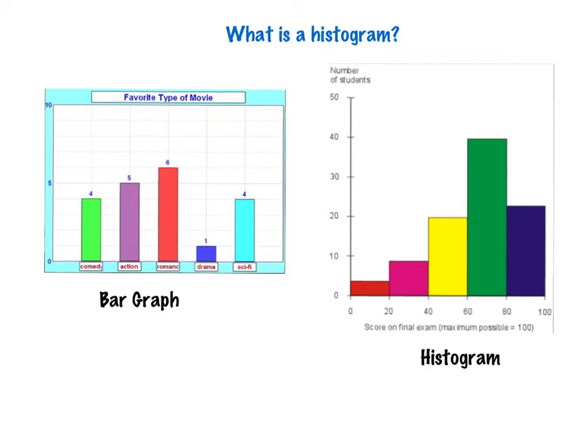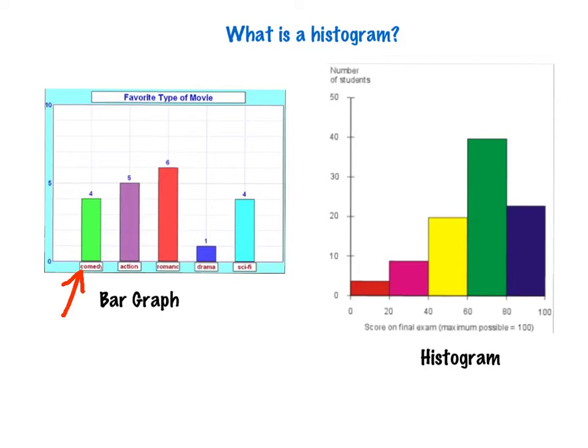If you take a look at this bar graph, each of these bars represents a different category. So in this case, the favorite type of movie, we've got comedy, action, romantic, drama, and sci-fi. These are all the different categories of the movies. Whereas when you look at the histogram, it is a range of data.